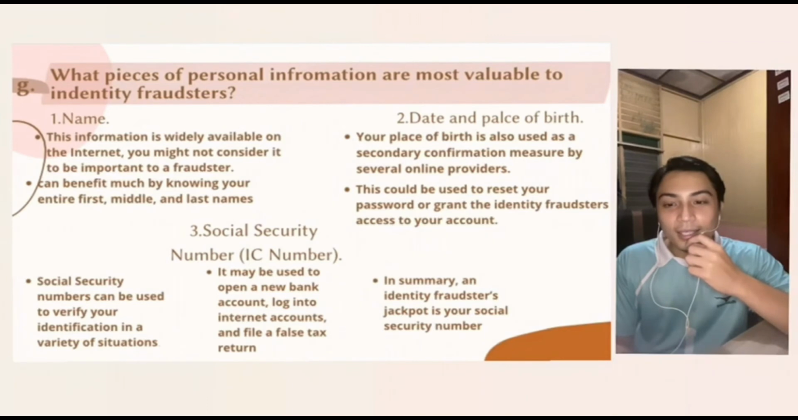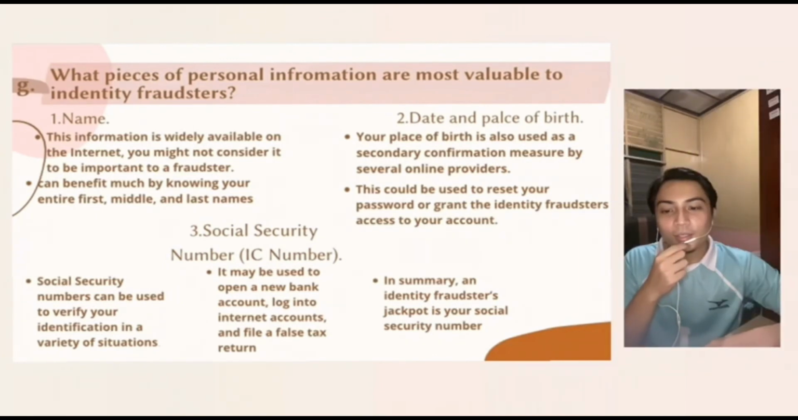The second one is date and place of birth. It is asked for on most official forms, from governmental paperwork to financial accounts. It might appear on background check websites. Your place of birth is also used as a secondary confirmation measure by several online providers. This could be used to reset your password or grant identity fraudsters access to your account. Unfortunately, people tend to advertise their dates of birth all over the internet. Social media makes it easy to let everyone know when a special day is coming up, so people are keen to share it with the world.